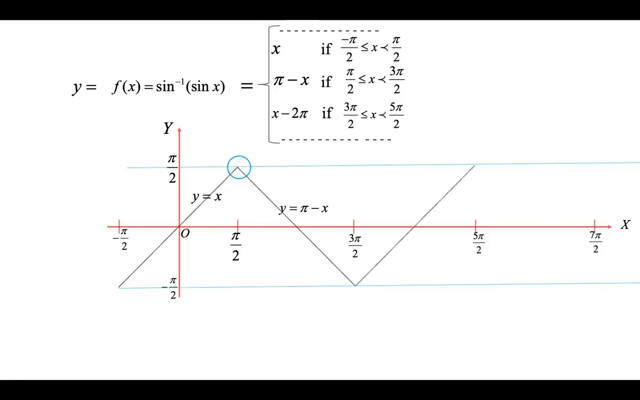Similarly, from 3π/2 to 5π/2, the piece of the function is y = x − 2π. Again at 3π/2 a sharp edge is formed. There is no break in its graph, so it is continuous, but because a sharp edge, a peak, is formed, it is not smooth. Therefore it is not differentiable at 3π/2. Similarly, between 5π/2 and 7π/2, the piece is 3π − x. At 5π/2 again it is not differentiable, at 7π/2 also not differentiable, and at −π/2 also not differentiable.